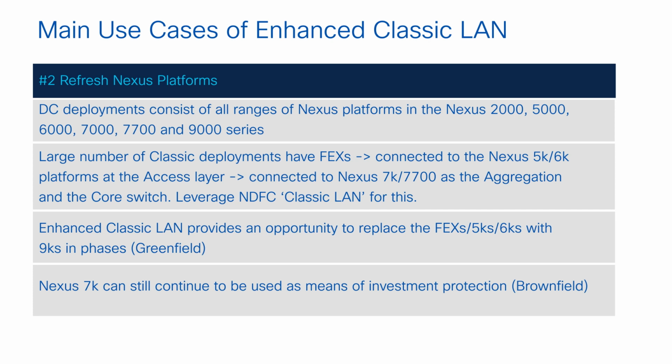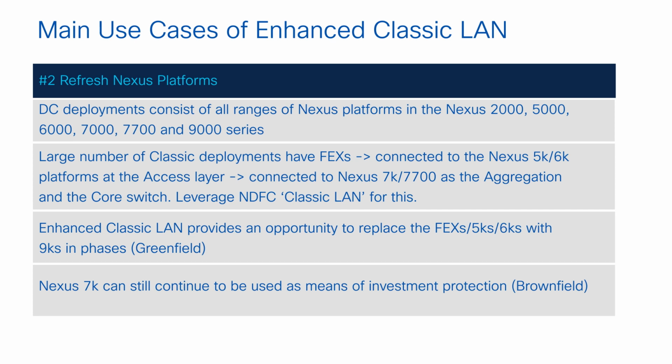Now, with Enhanced Classic LAN, we are providing an ability to migrate or get away with these older platforms like the 5Ks and 6Ks and move to newer Nexus 9K platforms. So these can be freshly deployed using templatized best practices, whereas due to the support of complete brownfield, the Nexus 7Ks can be preserved if that's the intent.